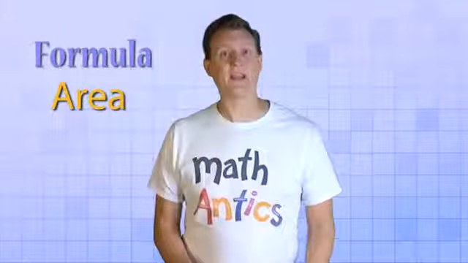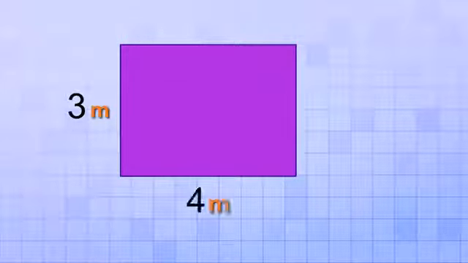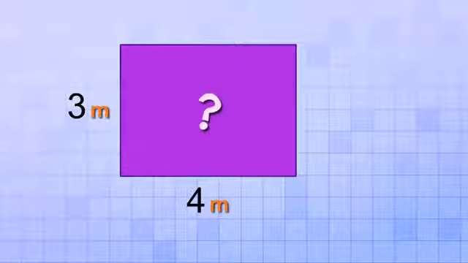Okay, now that you know how to find the area of any square or rectangle using our formula, we're going to learn the formula for finding the area of any triangle. But to do that, we're going to start with a rectangle again. The dimensions of this rectangle are 3 meters by 4 meters. So, what's its area?